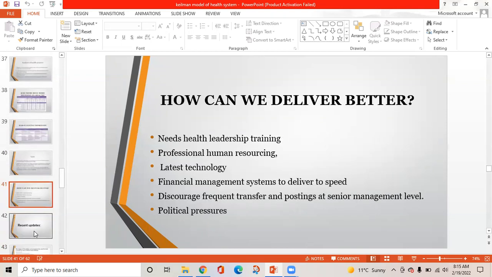Now, what are the measures that we can take to make the health system better? First is health leadership training. Second is professional human resourcing. Third, the latest technology is required to make things better. Financial management system to deliver speed and discourage frequent transfers and postings at senior management level. And political pressures should be organized in a proper way. And all these are the things that can be adopted to make the health system better.